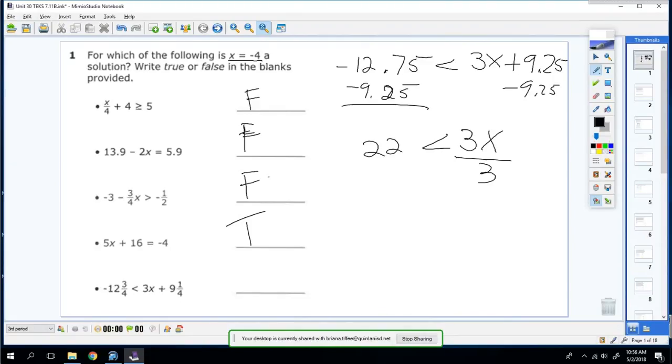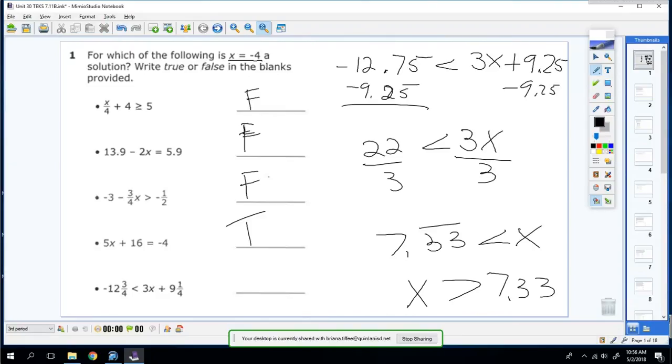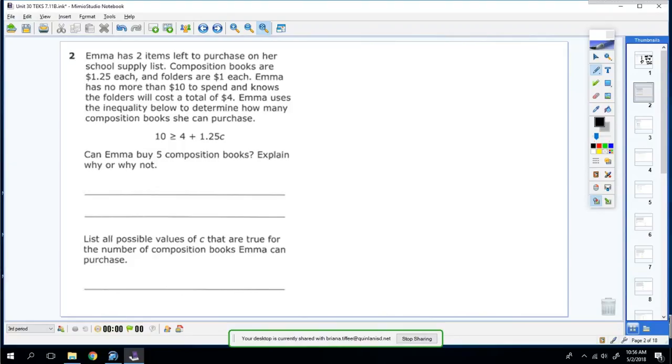So when you divide 3 into here, you get 7.33 repeating. So this is saying that 7.33 is less than x. Another way you can say that is x is greater than 7.33. So this one is a false statement as well, because x has to be greater than 7.3 repeating. So there's only one true statement.